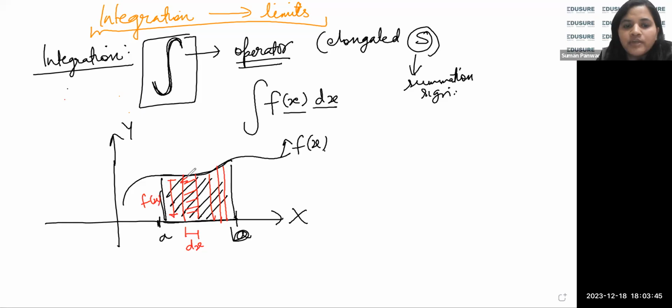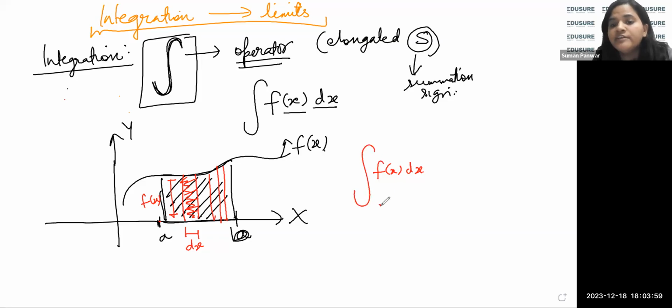So what is the area of this rectangle? f(x) into dx. Now this is a continuous interval. From A to B, we will have infinitely many points, so that is why we will not have a summation sign. What we are going to do is integration from A to B of f(x) dx. What do we mean by that? We are having these strips, then calculating the areas of these strips, and then adding the areas of these strips.